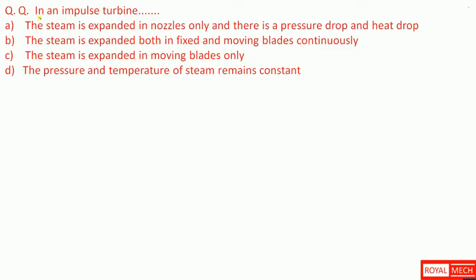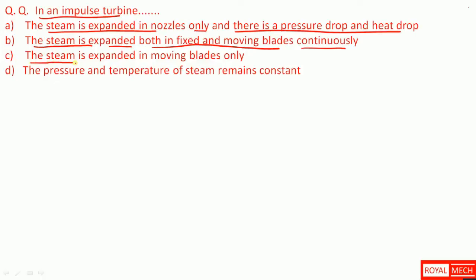In an impulse turbine, the steam is expanded in the nozzle only and there is pressure drop and heat drop. The steam is expanded both in fixed and moving blades continuously. The steam is expanded in moving blades only. The pressure and temperature of steam remain constant.